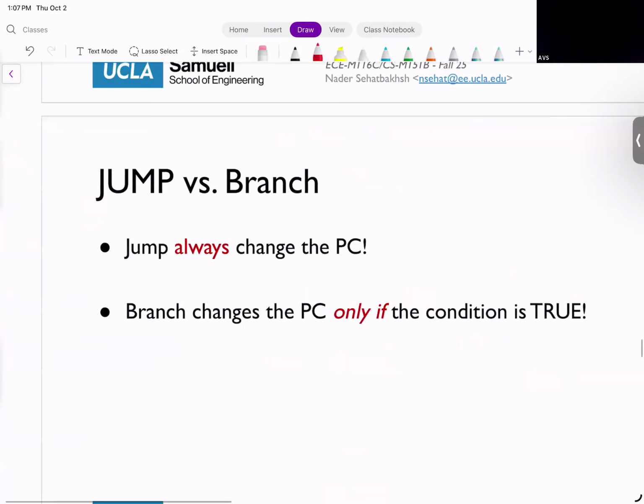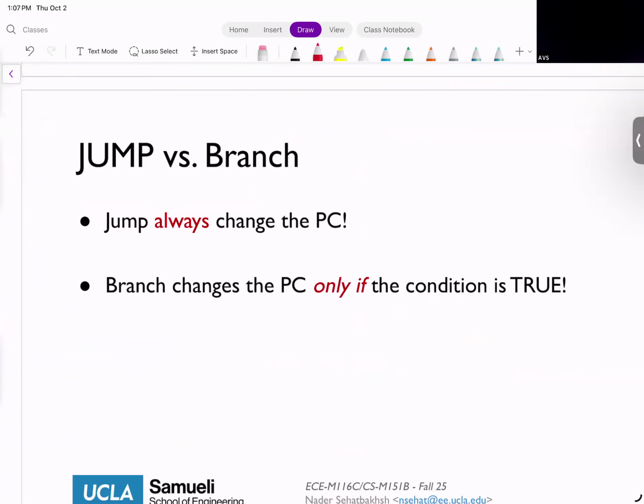Okay? And then the important thing about jumping and branching is that jump always changes the PC. This is what we call unconditional. And branch is an equivalent of jump. It changes the PC, but only if the condition that it's checking is true. So for example, we have an instruction called branch equal, which checks the value of RS1 and the value of RS2. If they are equal, then it changes the value of PC. If not, then it doesn't do anything. Doesn't do anything means that we just continue normally: PC plus 4, PC plus 4, PC plus 4.